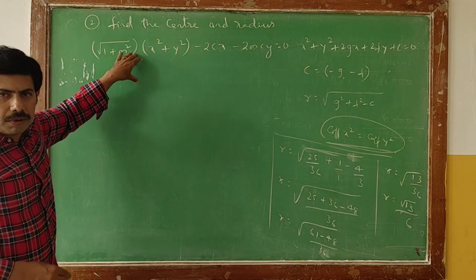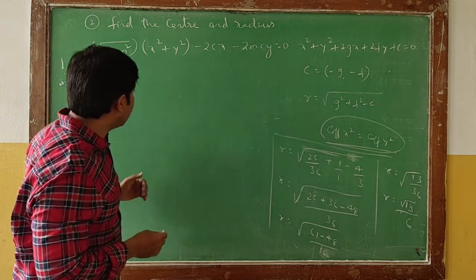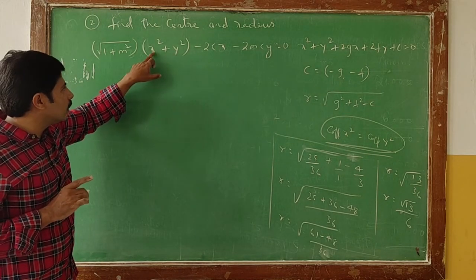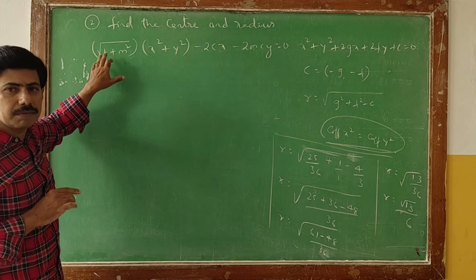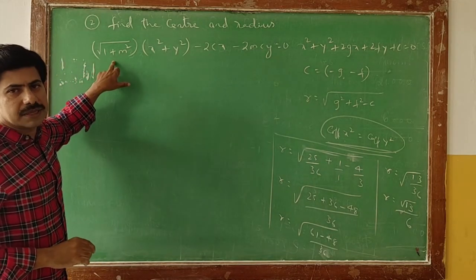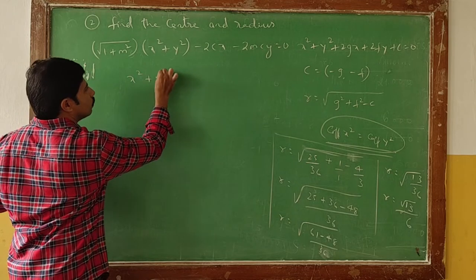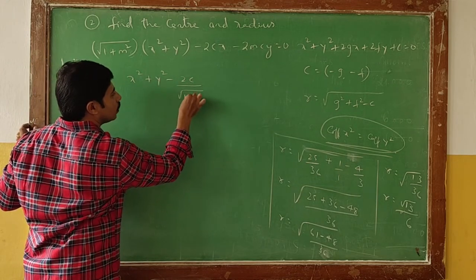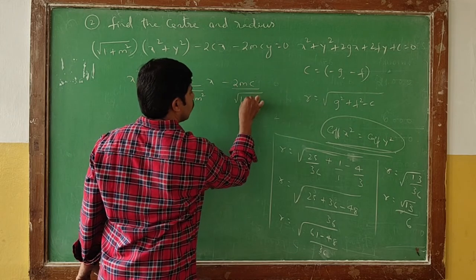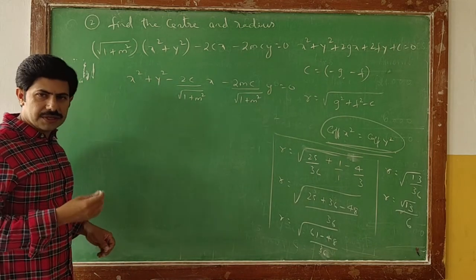Whenever you are solving a problem on center and radius, always write this general equation, write the formula to the right side. Now we solve this. See, the coefficient of x square and y square must be unity, but here the coefficient of x square and y square is under root of 1 plus m square. So to make this unity, we divide the complete equation by under root of 1 plus m square. If I divide this, we get x square plus y square minus 2c by under root of 1 plus m square into x minus 2mc by under root of 1 plus m square y is equal to 0. So we made the coefficient of x square and y square unity.